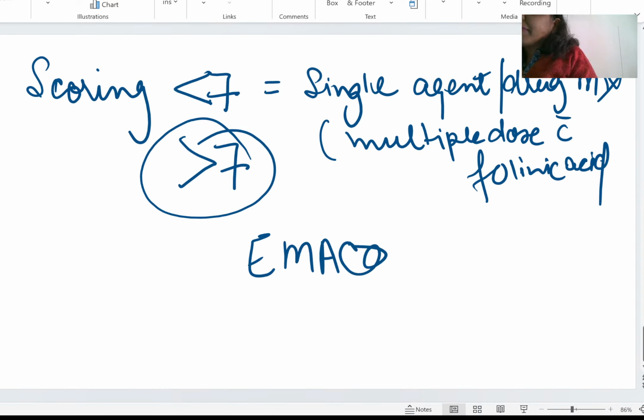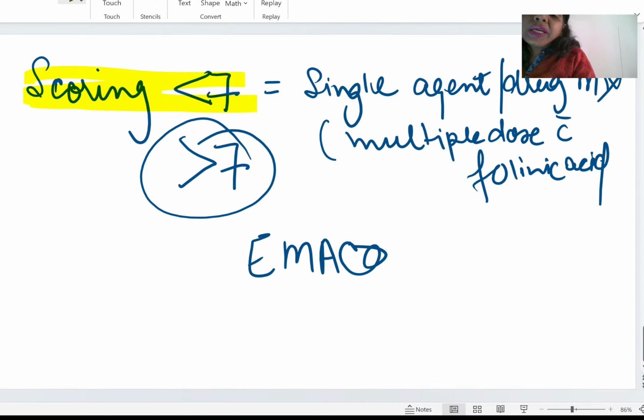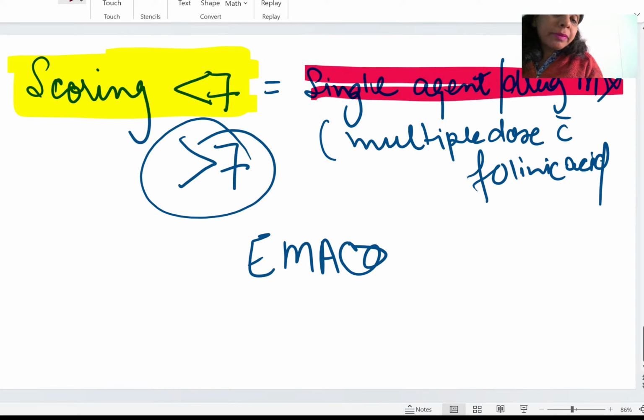Scoring is very complex, so I would not advise you to learn the scoring at this time. Just remember, if they are not giving you scoring, then you choose single agent methotrexate. And if they are giving you scoring and then asking you, then you can go for IMACO. Okay, let me take the next question.